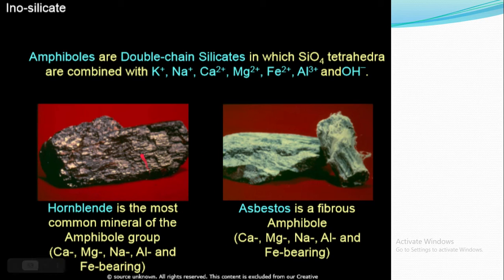Now one is dark in color, one is light in color. It is because of which elements are more. If sodium, aluminum, calcium are more, then it will be light in color. If magnesium and iron are more, then it will be dark in color. But more or less, they have all the elements. Whichever is more gives you that color.